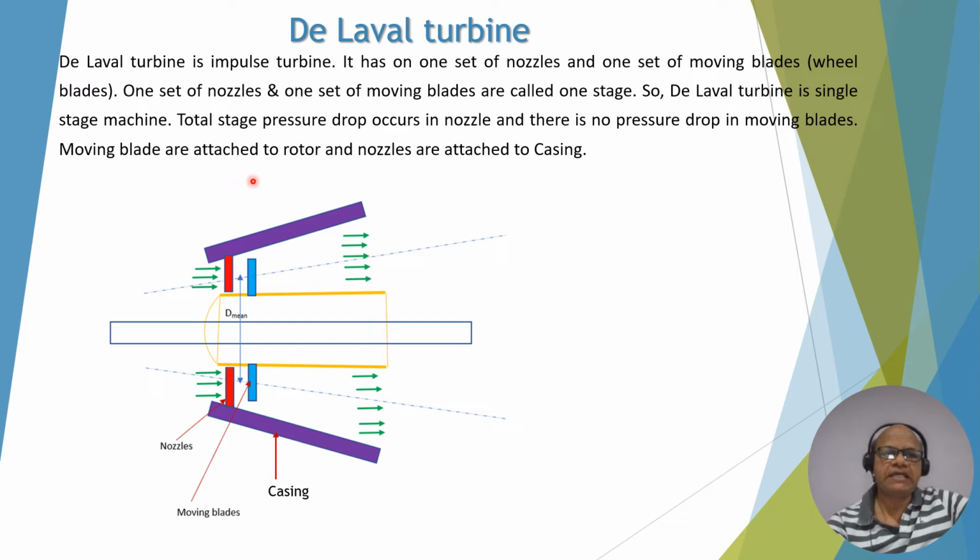You see moving blades are attached to the rotor. You can see here, this is the moving blade which is attached to the rotor, and the nozzles are attached to the casing. You see this is the casing to which the nozzles are attached. And this is the flow path of steam.